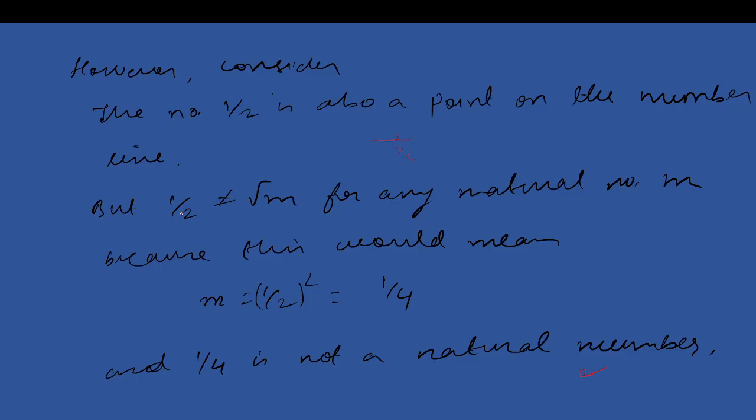So how does it come? Just square both sides. The root will cancel with the square, and m is equal to (1 by 2) square, which is 1 by 4. This is a tricky one, you just have to understand it is not true for all natural numbers. There will be some confusion, so just see this solution again and again and you will understand this.